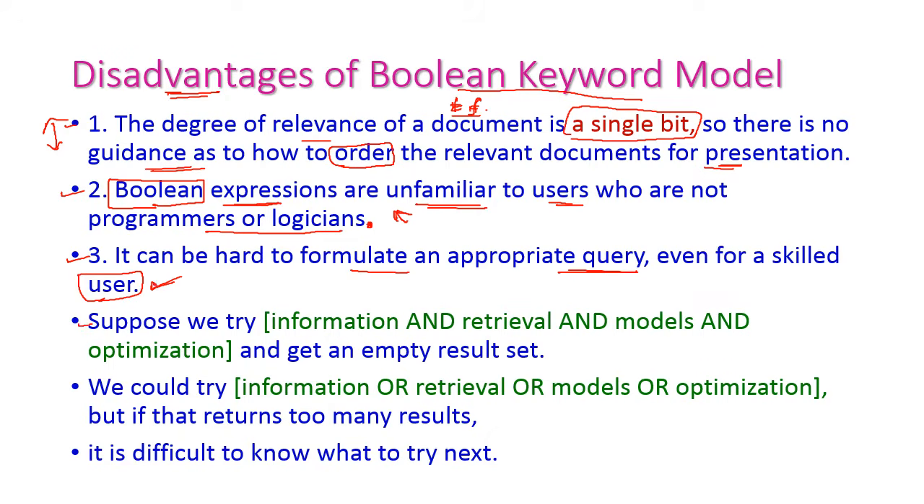Suppose we use AND between the keywords, then sometimes we will get empty result sets. Suppose you use OR between the keywords, it may give too many results. So even a very skilled programmer can be confused when constructing the query to get only the required data. So these are the drawbacks of the Boolean keyword model.